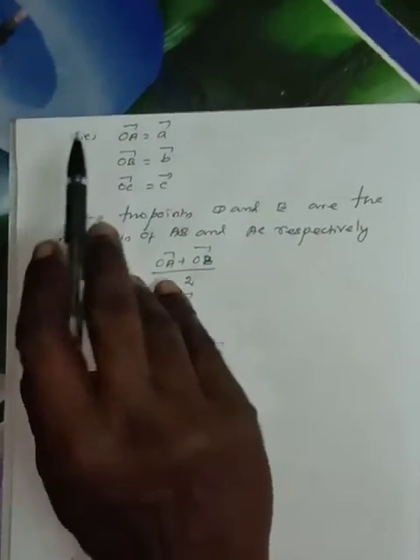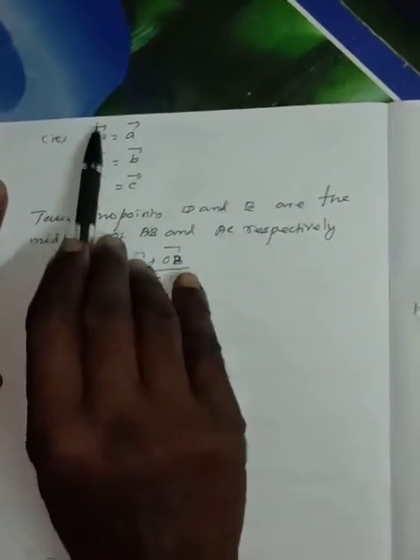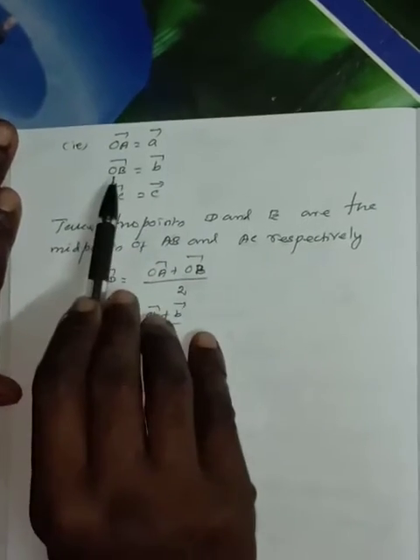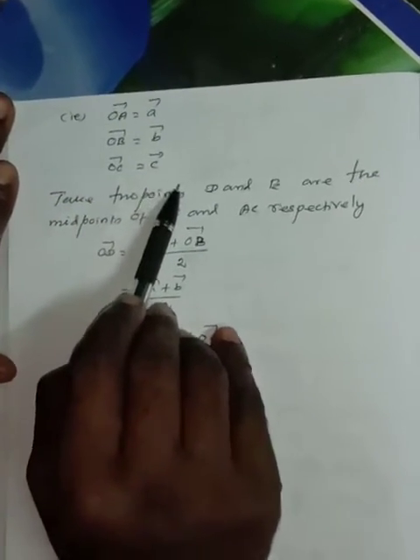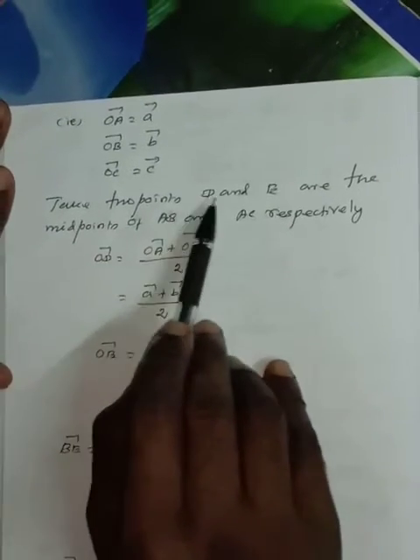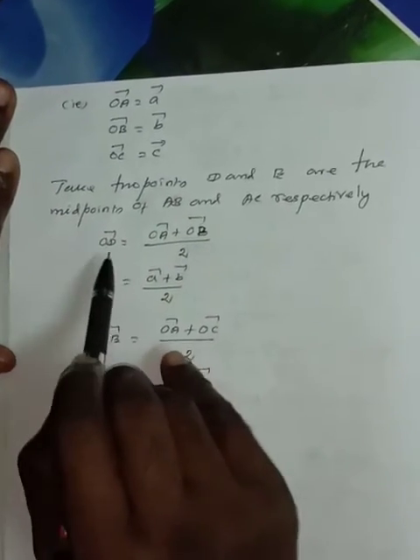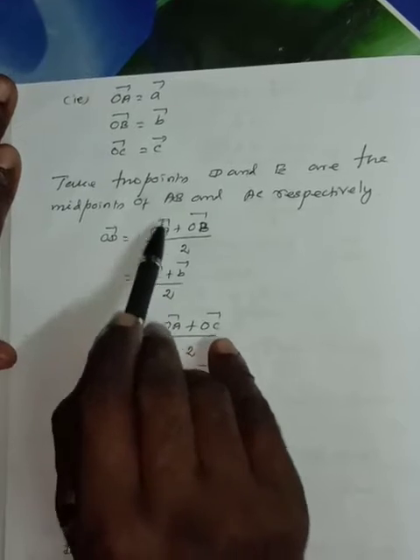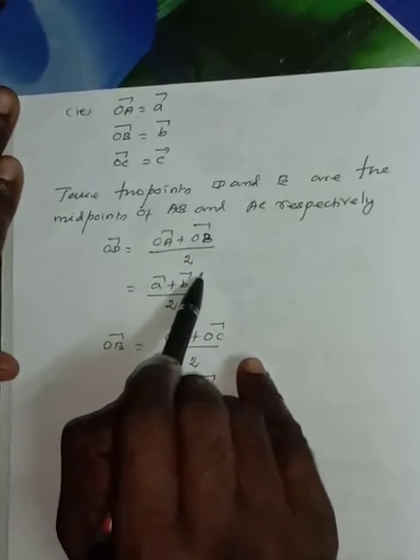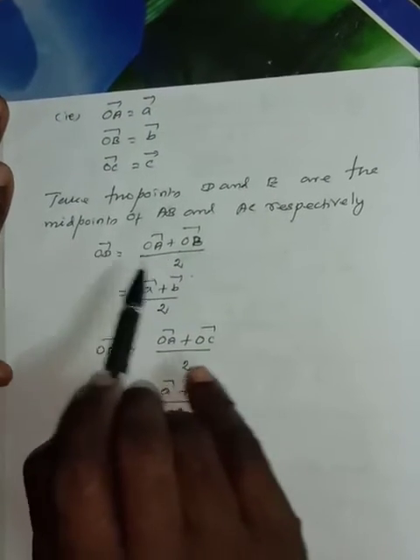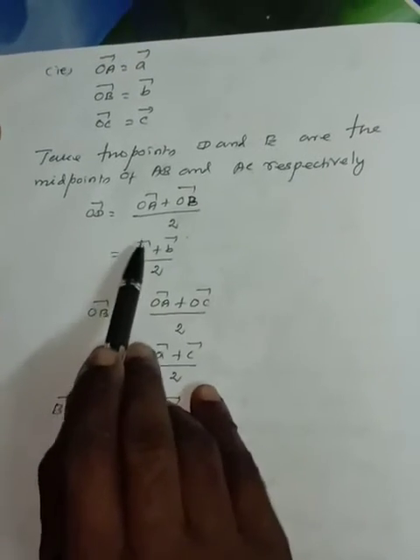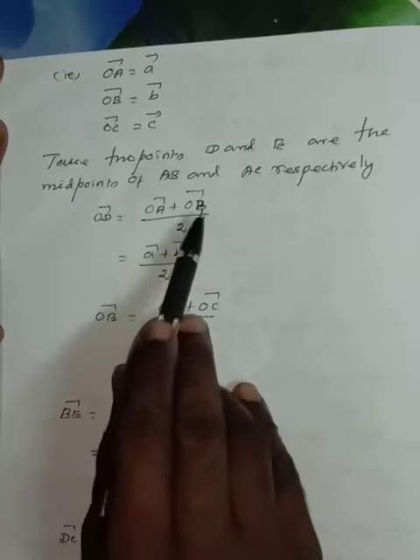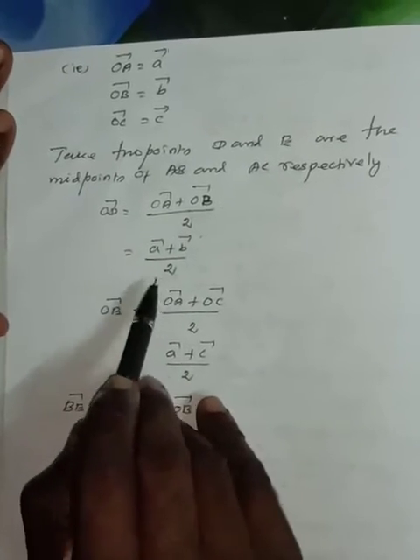Let A vector, B vector and C vector be the position vectors. Then OA vector is equal to A vector, OB vector is equal to B vector, OC vector is equal to C vector. Take two points D and E. Now OD vector is equal to (OA vector plus OB vector) by 2. Why? The reason is D is the midpoint of AB. OA vector is A vector, OB vector is B vector, whole divided by 2.